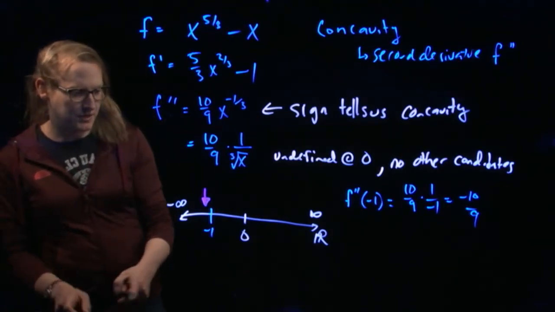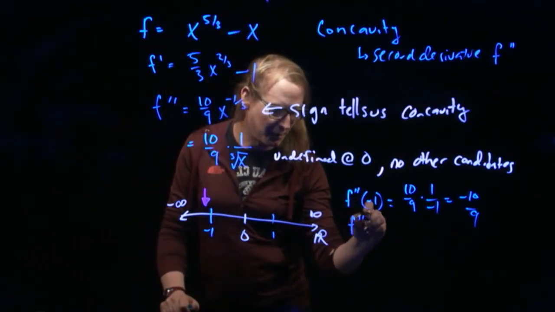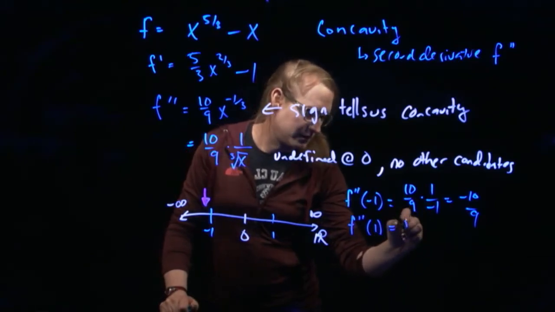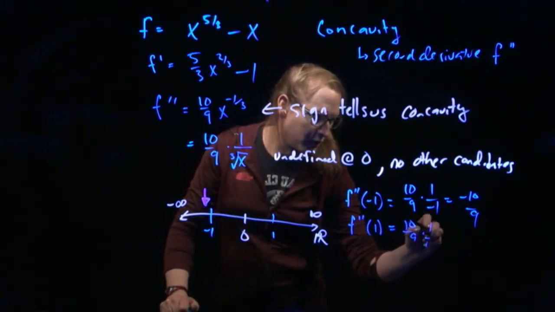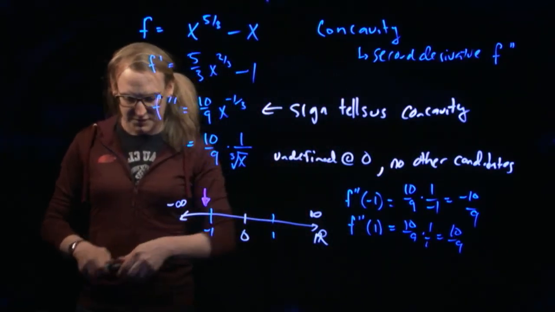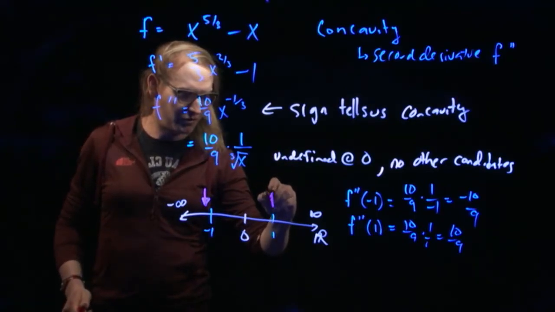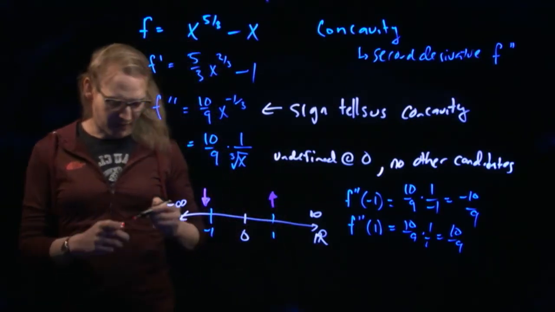So let's do the same thing over here at 1. Let's take f double prime at 1. It's going to be 10/9 times 1 over 1, which is just 10/9, which is bigger than 0. So from 0 to infinity, the function is going to be concave up.